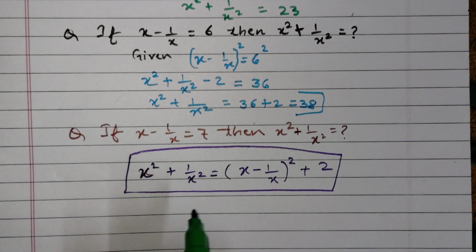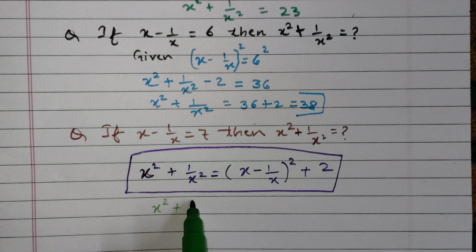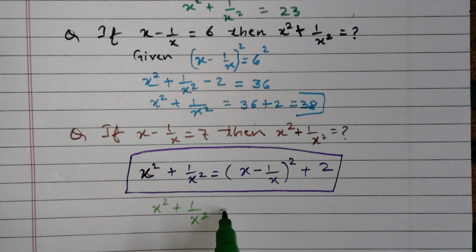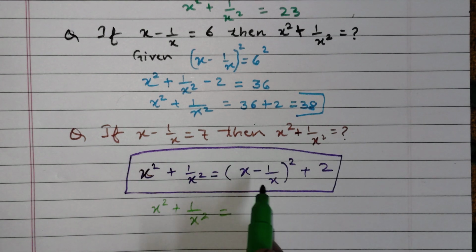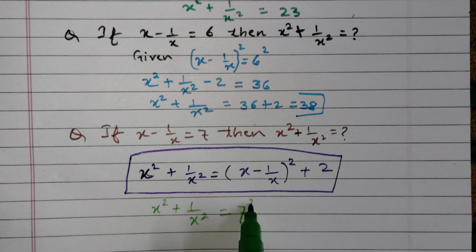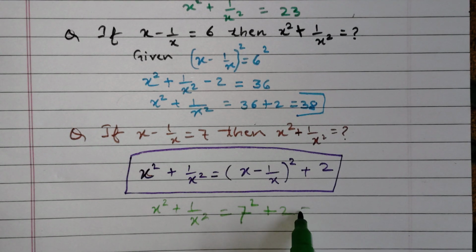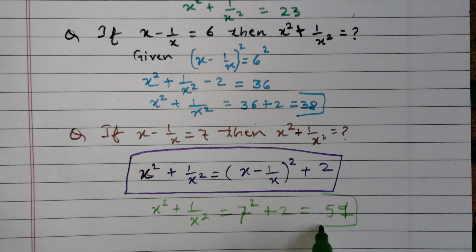So this formula we obtained. Here it is asking x square plus 1 upon x square. Its value is, there is x minus 1 upon x given as 7. So 7 square, then plus 2. If in the question there is a positive plus sign, then we use here 2 as negative sign. So it gives us 49 plus 2, 51 as the answer.